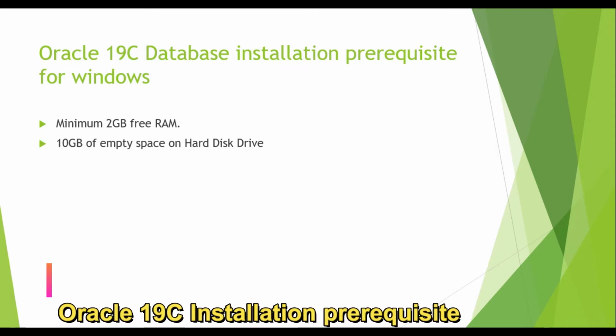The second thing is the disk. At least 10 GB of empty space is needed on the hard disk drive, because on this disk you will be storing all the files related to the data files. So we should always have a good amount of disk space available. This is just the minimum requirement for the installation. If you have a big database, you would definitely need big storage to store all those files.